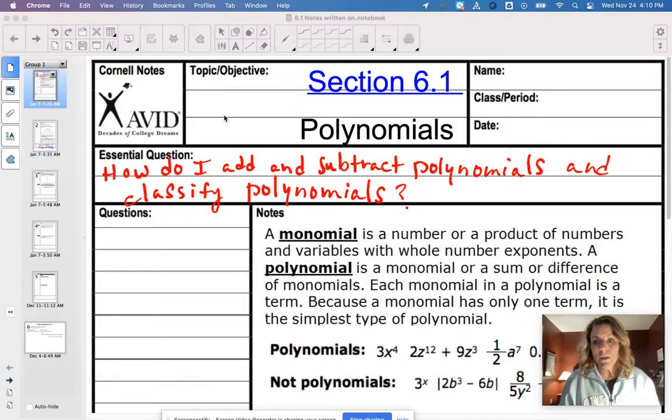Section 6.1 Polynomials. Please write down the essential question. How do I add and subtract polynomials and classify polynomials?